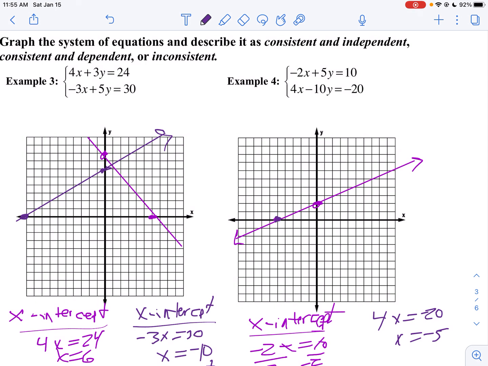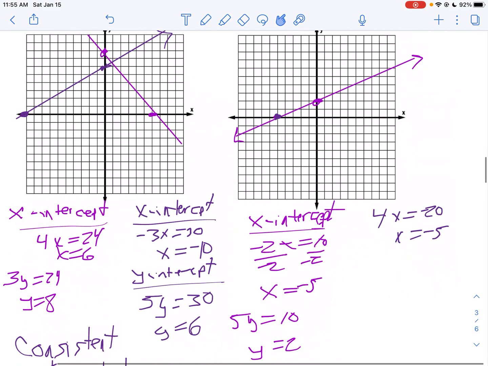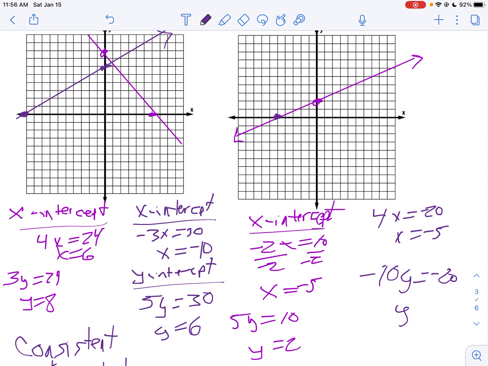Oh, right there. It's at the same spot, isn't it? I just noticed that. And then I'll do my second equation, negative 10y equals negative 20. Oh, I get the same thing, don't I? So y equals 2. So I get the same line.